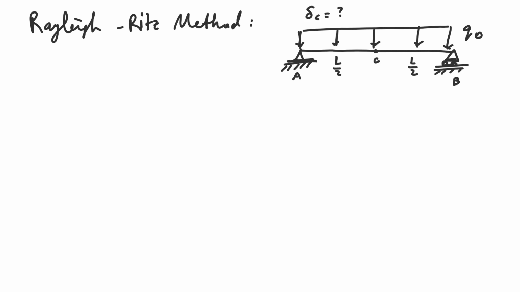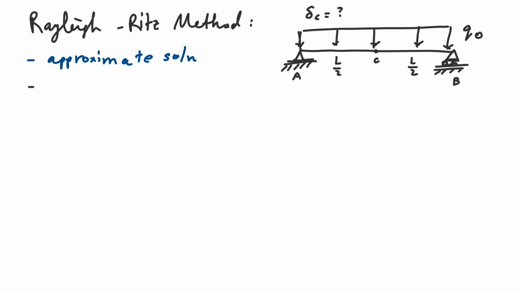So this is what the Rayleigh-Ritz method is. First and foremost, it's an approximate solution. It's not going to give you an exact solution like the other methods would, like the unit load method would give you an exact solution to what the deflection is. But the Rayleigh-Ritz method would only give you an approximate solution. And why is it only approximate? Well, from the method itself. And this is the method.